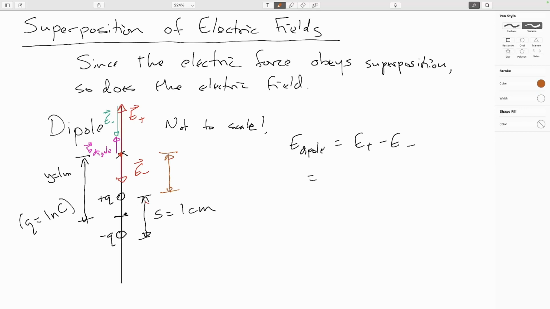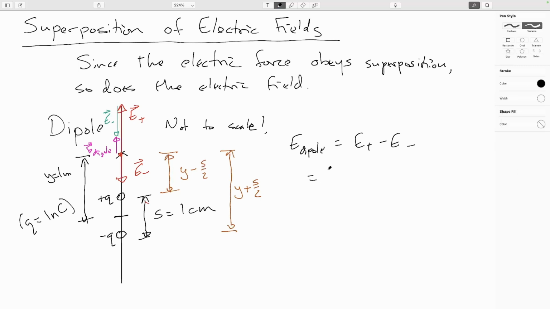So the distance from the origin up to my point Y up here, this distance here is half of S. So that makes this distance Y minus S over 2. And while we're at it, I'm going to go ahead and dimension in for the negative charge. That will be a distance of Y plus S over 2, because relative to the center of the dipole, this is half the dipole width further. All right.